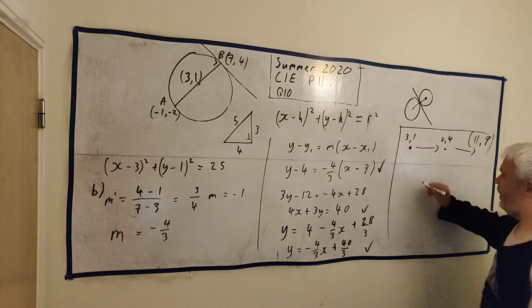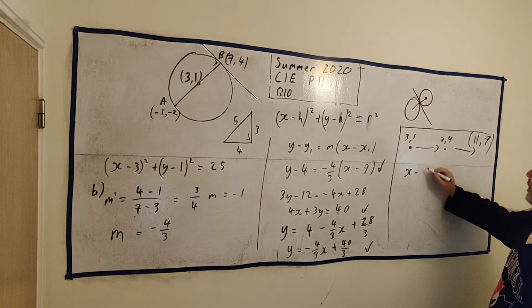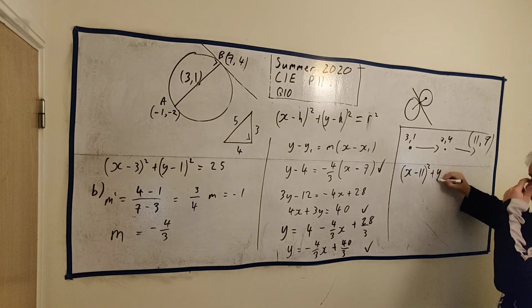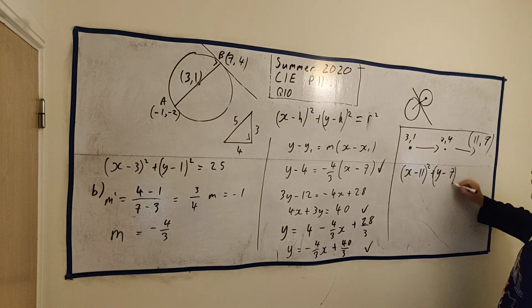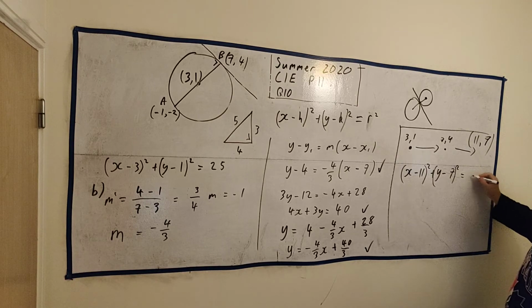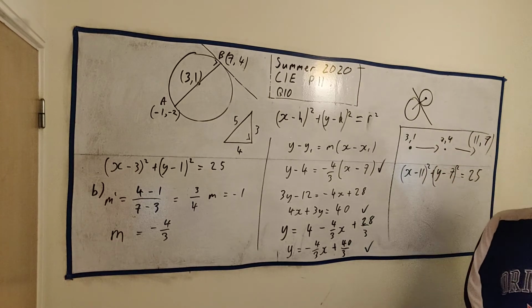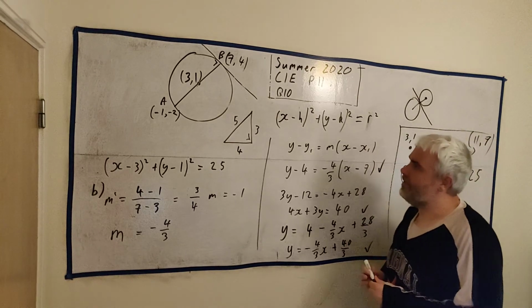So that's it. We just fill out the formula again. X minus 11 squared plus y minus 7 squared is equal to 25. And I think that's the full marks. Find the equation of the circle. Yeah, that's all they asked.